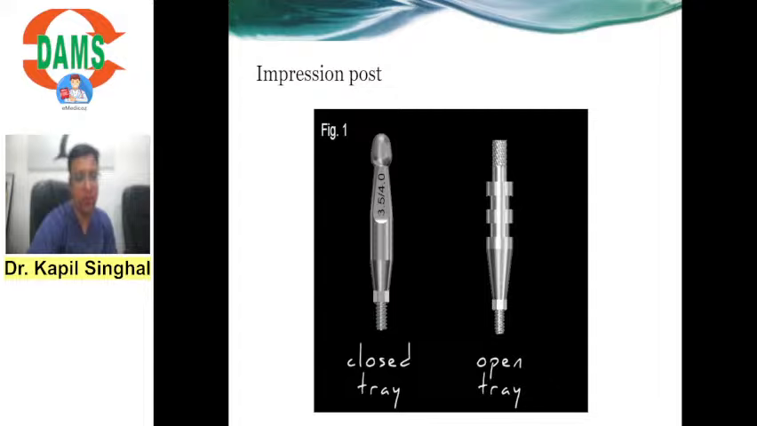Now they can ask you this question. They'll give you these two pictures or any one of the pictures and ask you to identify the impression post. If they give you this first picture, which I'm pointing out, this is a closed tray impression post. The second impression post has a longer screw. So how do you differentiate it? This one has a longer screw, this has a smaller screw. The one with the longer screw is known as the open tray impression technique. So there are two types of impression post, open tray and closed tray, which means there would be two types of impression technique, open tray technique and closed tray technique.